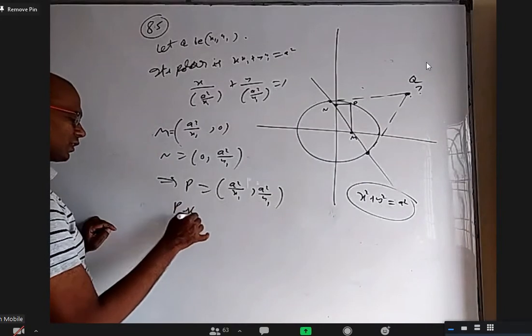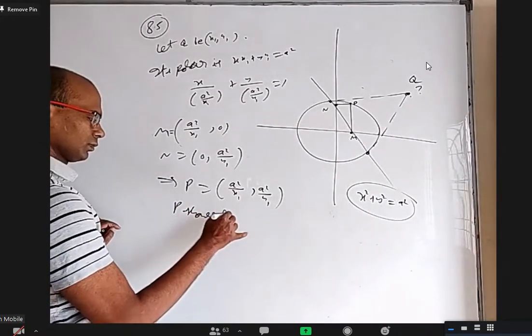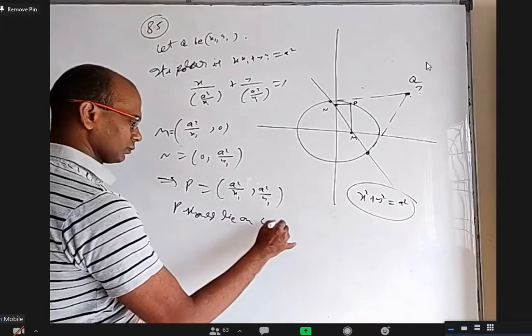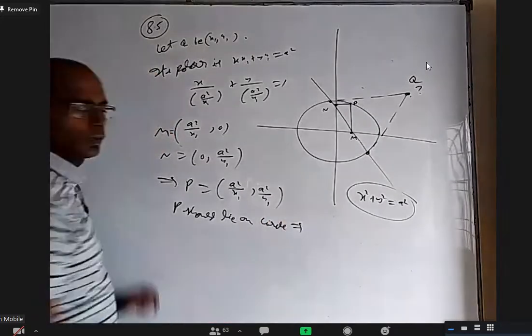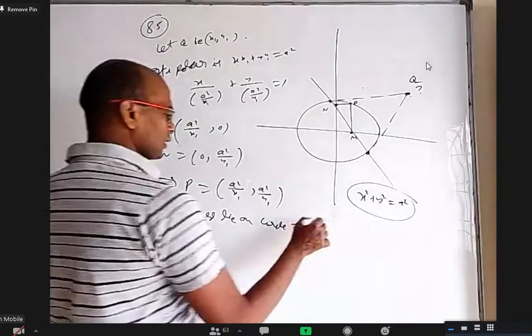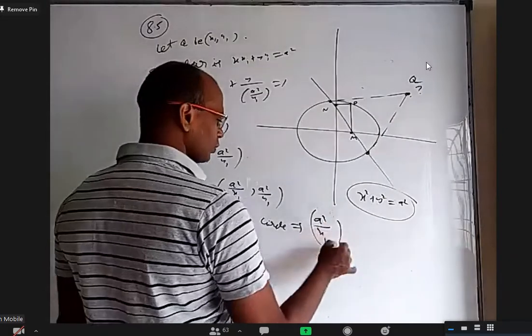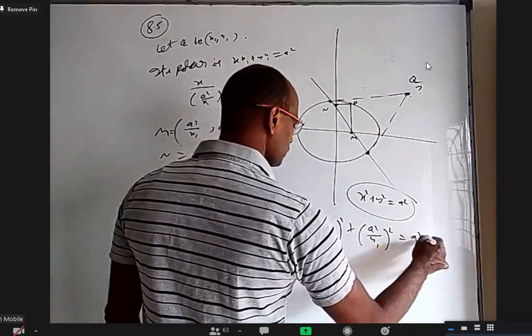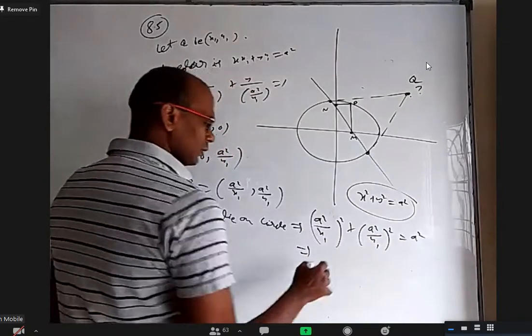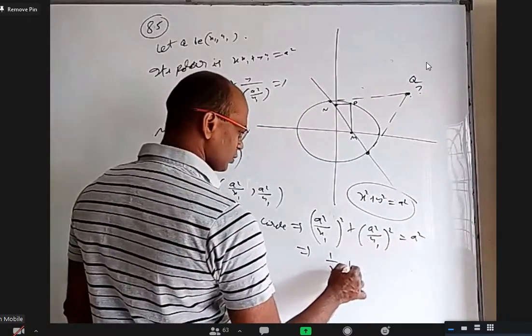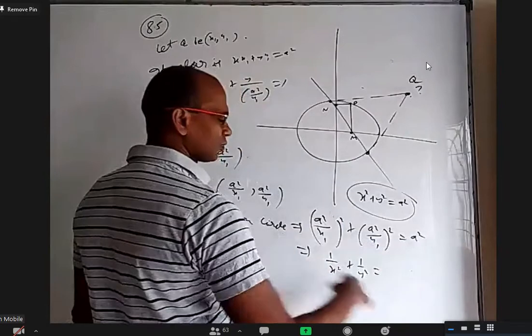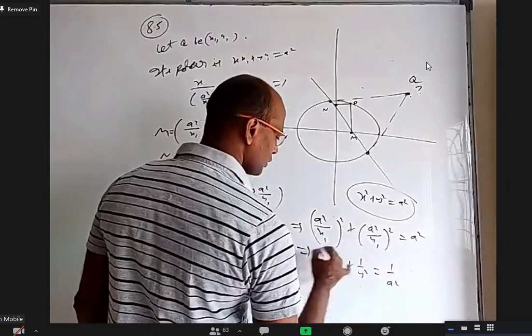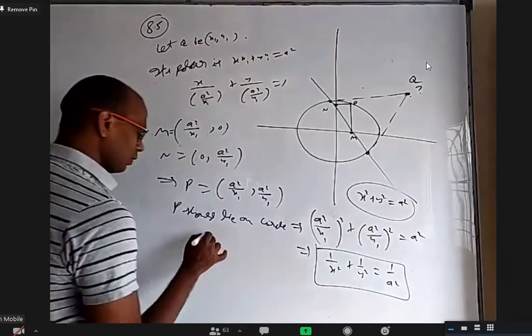P should lie on the circle. Put it in the circle, you'll get (a squared by x1) whole squared plus (a squared by y1) whole squared equal to a squared. That is, the locus is 1 by x squared plus 1 by y squared, and when a squared comes down, you'll get 1 by a squared. Okay, this is the locus of Q.